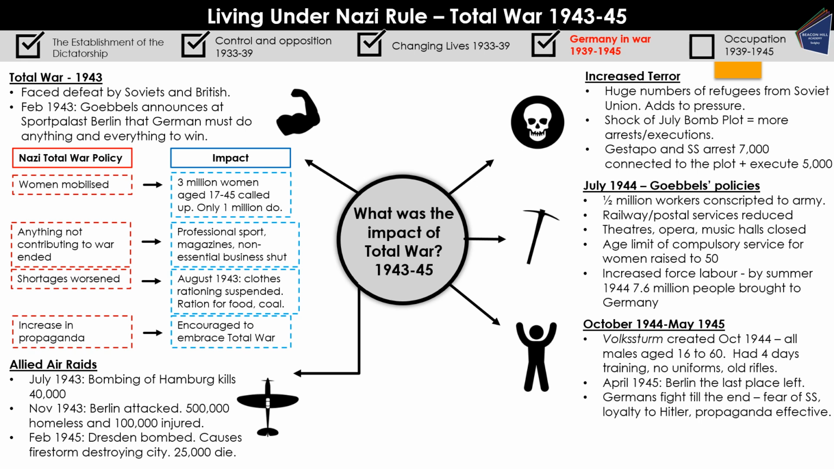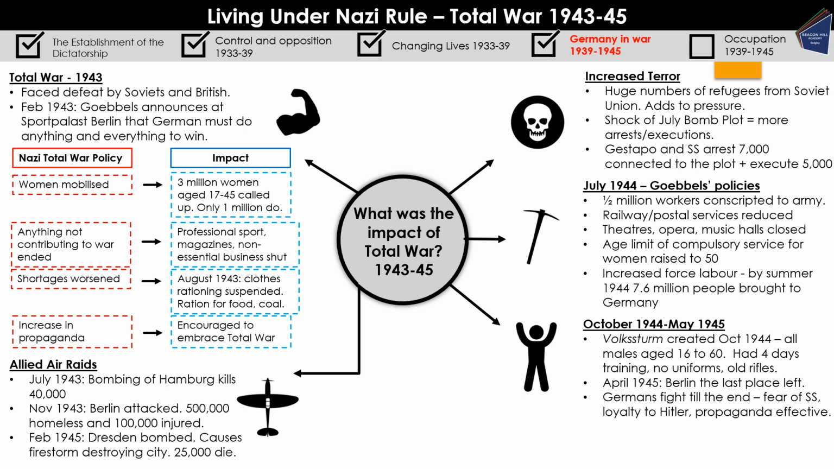In April 1945, Berlin was the only place in Germany that hadn't been occupied by either the Soviets or the West, and the Germans do fight till the end. There is a fear of the SS, loyalty to Hitler, and the propaganda was effective. And as a result of that, many Germans do keep hope that perhaps they can win. Despite this, in April 1945, Germany lose World War II. Adolf Hitler commits suicide and the SS burn his body. So that is the end of World War II.